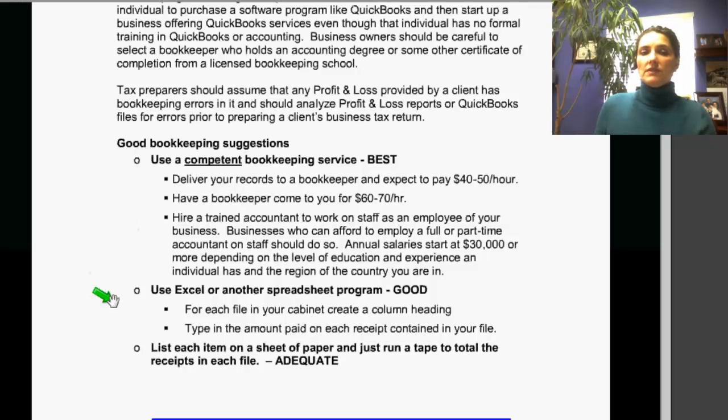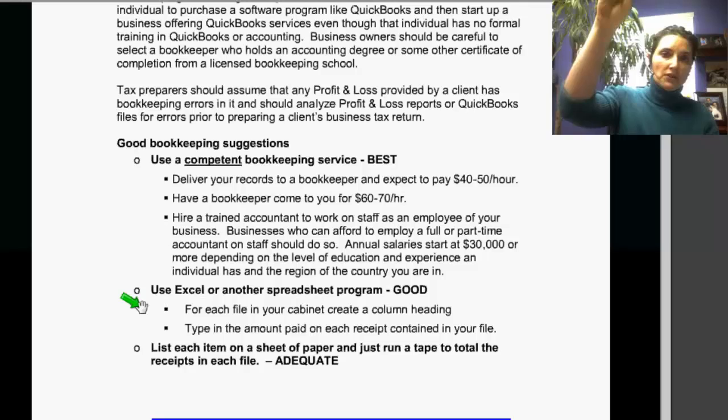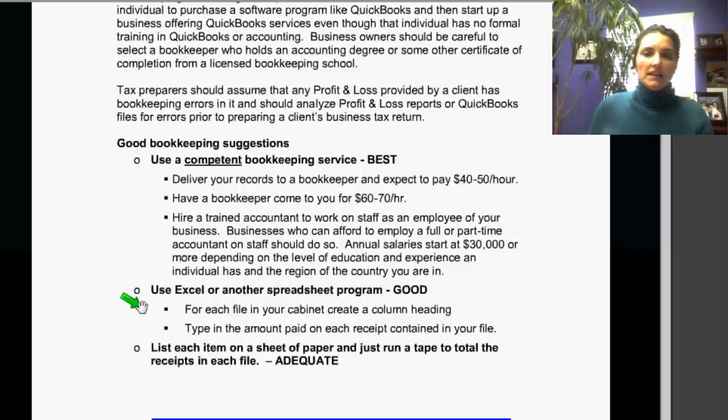Another method outside of using a bookkeeping service is just to use Excel or another similar type of spreadsheet program. This can be perfectly good. And what you do is for each file in your file cabinet, you create a column in the Excel spreadsheets. You have a column for supplies, you have a column for gas, you have a column for rent, right? And each month when you go through, you just start listing the amounts that you paid in each of those columns. And at the end of the year, you just total them at the bottom, boom, you've got basically a P&L. It doesn't look like one, but it does the same thing. It's totaled up all of your expenses.